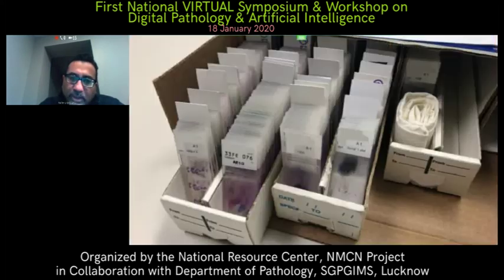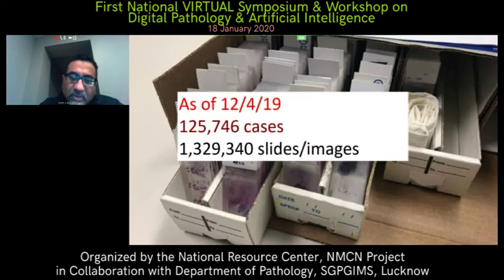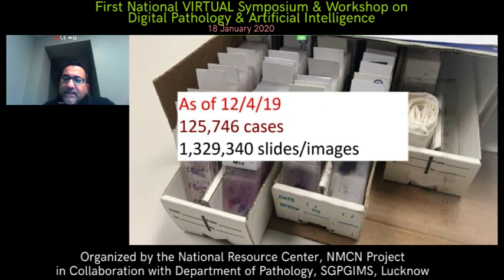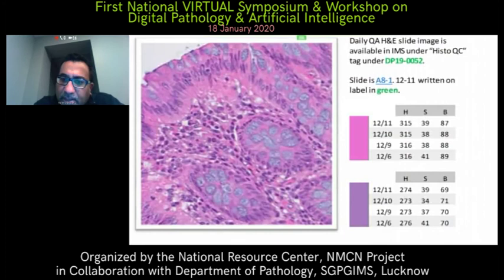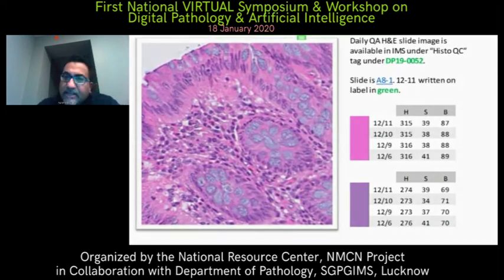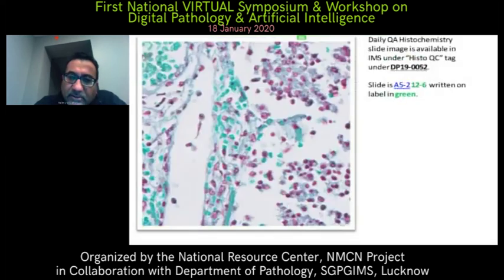So we have now scanned almost 1.4 million slide images. We recently started assessing the quality of these images using hue, saturation, and brightness. So every day, we look at lot to lot and measure the hue, measure how blue is the blue, how pink is the pink, using an automated algorithm. So this is a daily QA histochemistry slide, which is now available electronically to the pathologist.